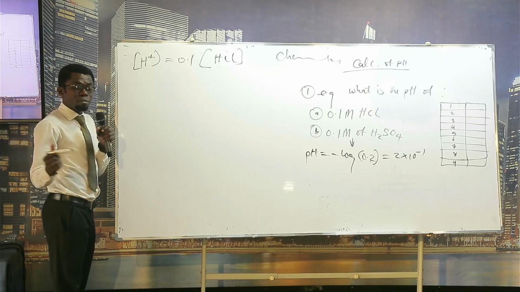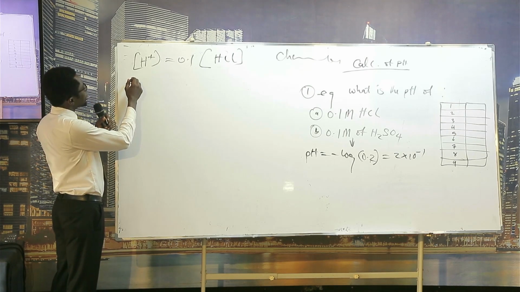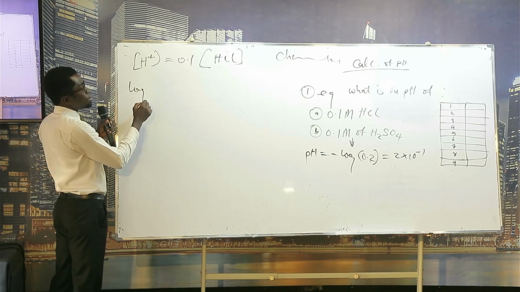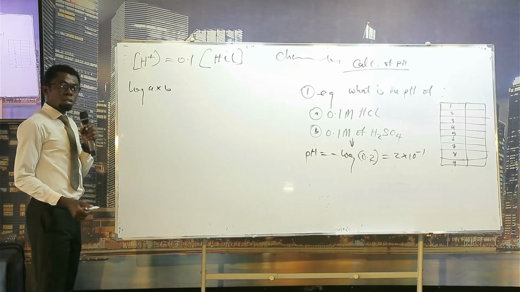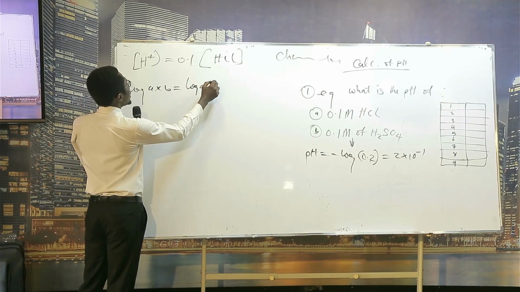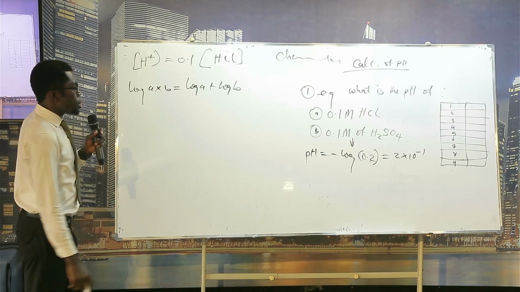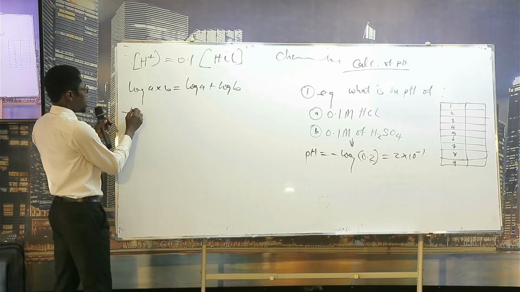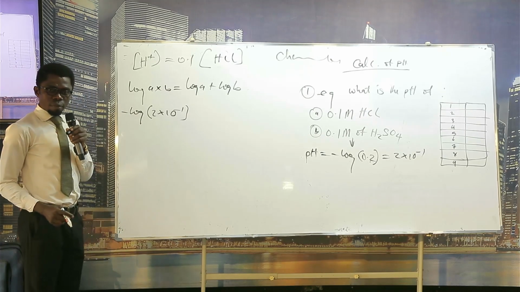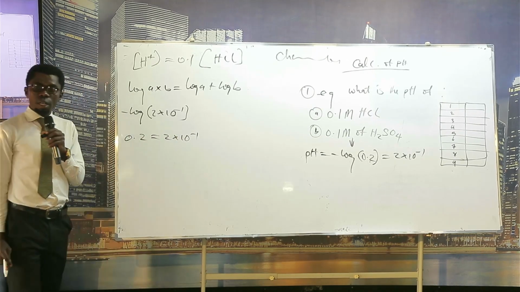But in case you are not to use a calculator, you should know that from your indices, fundamental mathematics. If I have log A times B, is it not the same thing as log A plus log B? Is it not the same? Because here, I have minus log 2 times 10 to the power. Is it not what I have? This is what I have. You know, 0.2 is the same as 2 times 10 to the power minus 1.